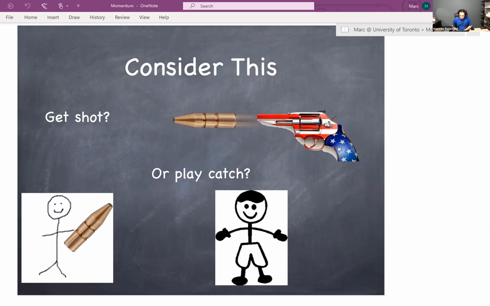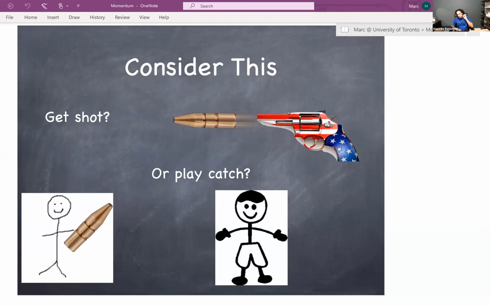So, this is an obvious answer. Would you prefer to get shot? Hopefully the answer is no. It doesn't even matter what the alternative is. Do you prefer to get shot or play catch with a bullet? It's a bit of an extreme example, I know, but hopefully playing catch with a bullet is far more appealing. You're just tossing an object back and forth, kind of like pitching a baseball back and forth. And if you were being shot at, you would run or move, obviously, right?